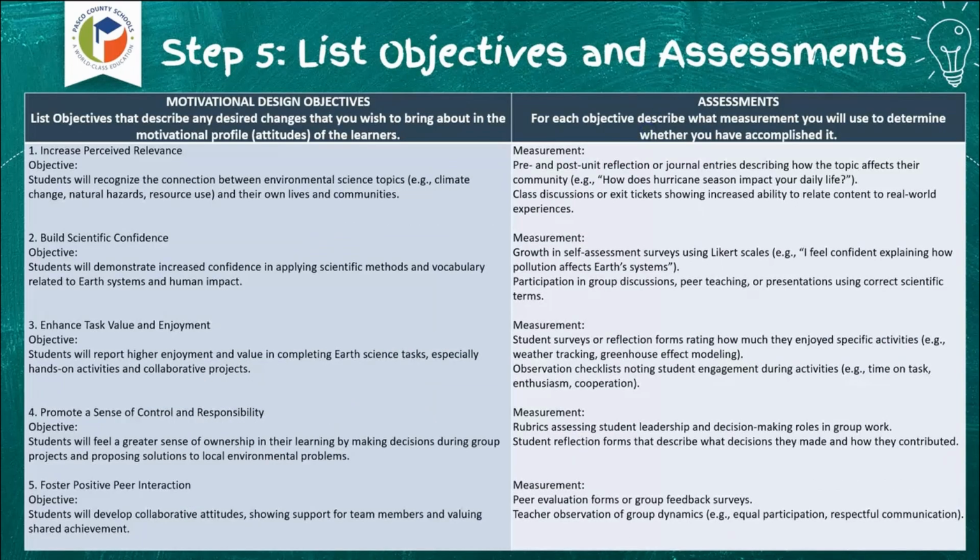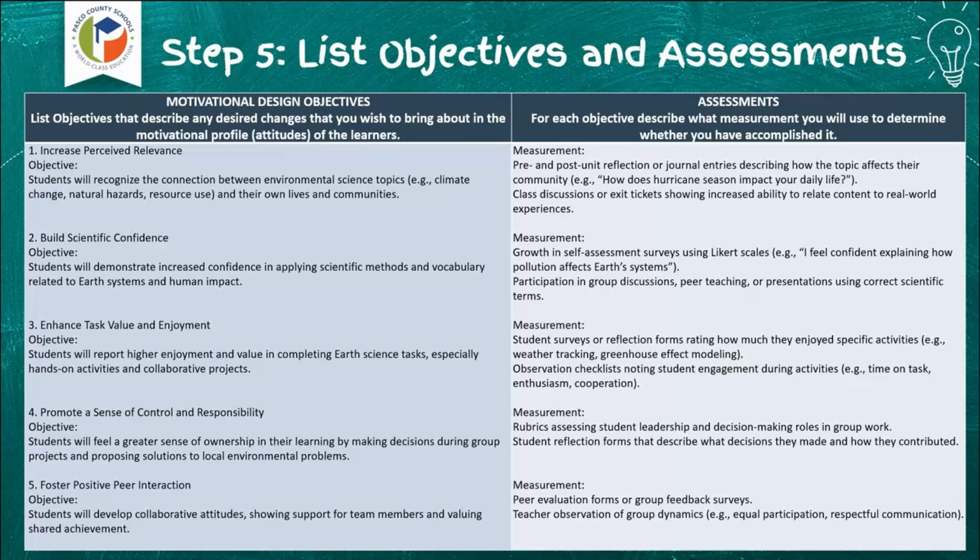In this step, we identify five motivation goals and how we will assess them. Relevance. Students will connect the science topic to their lives, such as how hurricanes affected their communities. We will use reflection and class discussion to measure this. Confidence. Students will build confidence using scientific methods and vocabulary, assessed through self-assessment and group presentations.